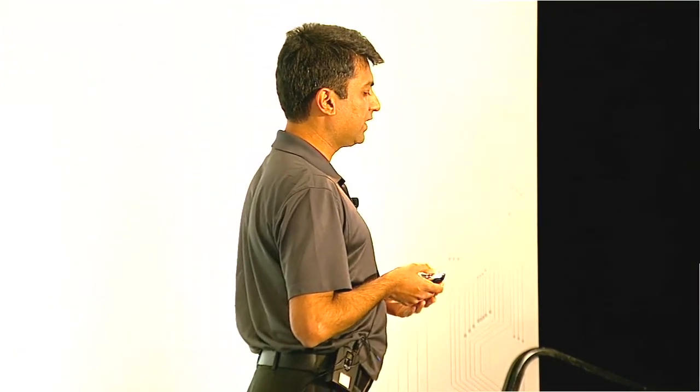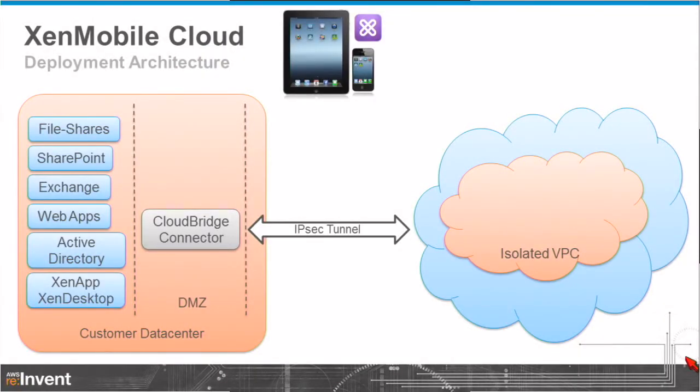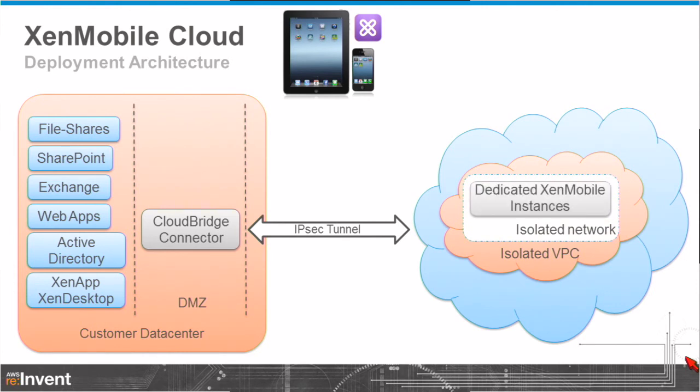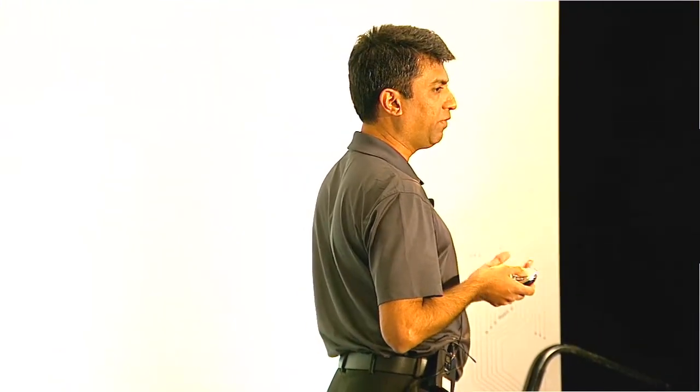So now let's speak into the Zen Mobile Cloud. So within the cloud, for every customer, we have an isolated VPC. So this is a dedicated partition for a customer that is completely separate from the rest of the cloud. Now, within that VPC, we have an isolated network within which we host dedicated Zen Mobile instances for each customer. So as you see, there is no sharing of data on networks going on between customers, and that greatly minimizes the possibility of any kind of data leakage between customers.